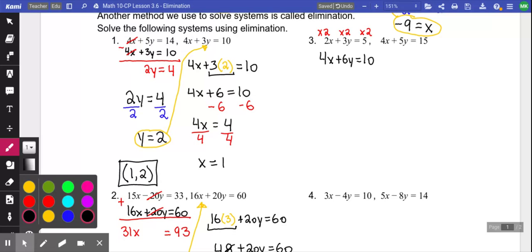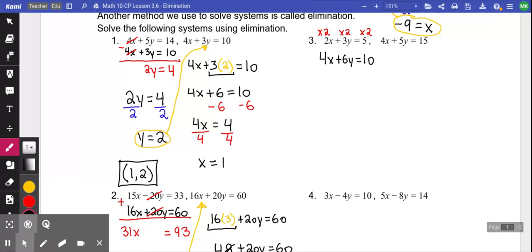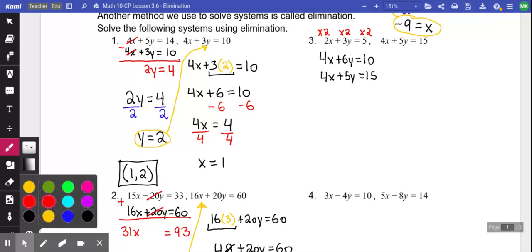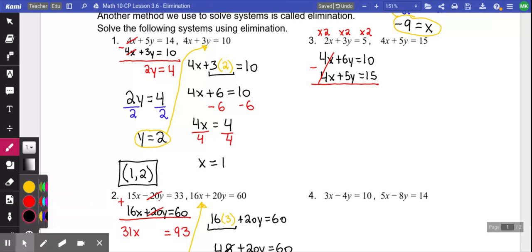Now, I want you to try to solve that problem using elimination. Write these one on top of the other, and I would subtract these two equations from each other. The reason I'm choosing subtraction is because 4x minus 4x will equal 0. It'll eliminate the x's, leaving me with 1y equals negative 5. Right? 6 minus 5 is 1. 10 minus 15 is negative 5.